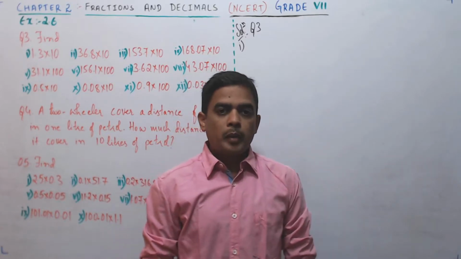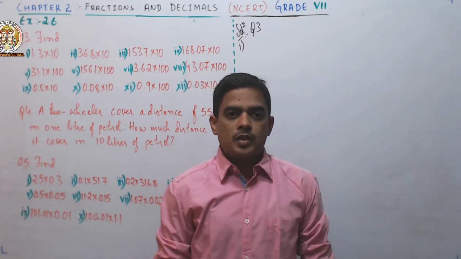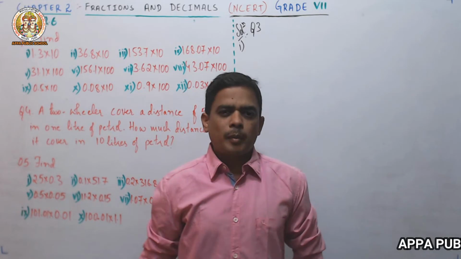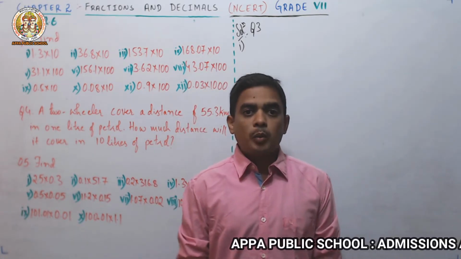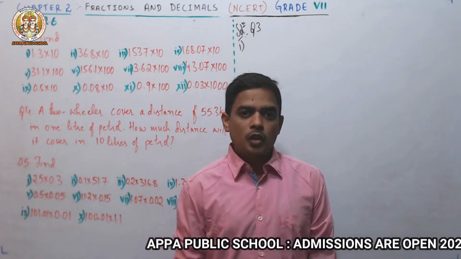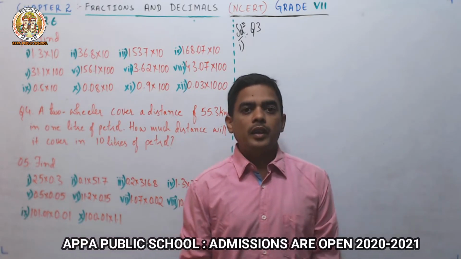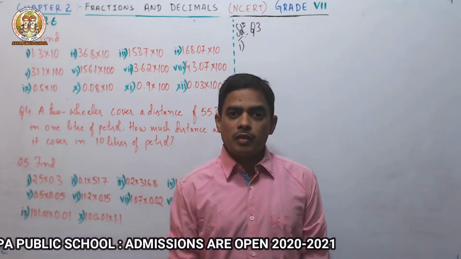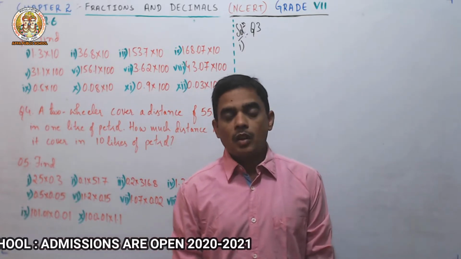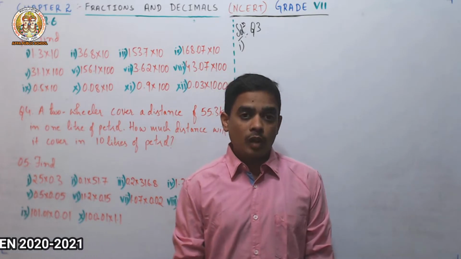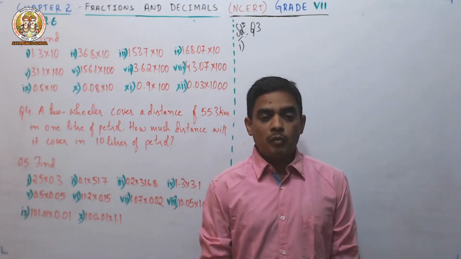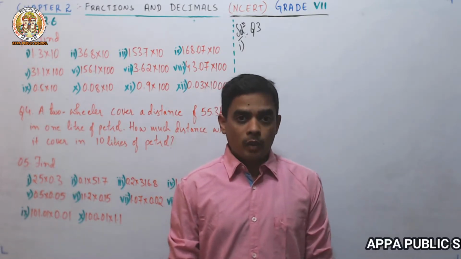Hi everyone. In the previous class we discussed exercise 2.6 of chapter 2, Fractions and Decimals. Under that exercise, question number 1 and question number 2. In exercise 2.6 we are dealing with the multiplication of a decimal number, not a fraction, with a whole number. In question number 2, there was one word problem.